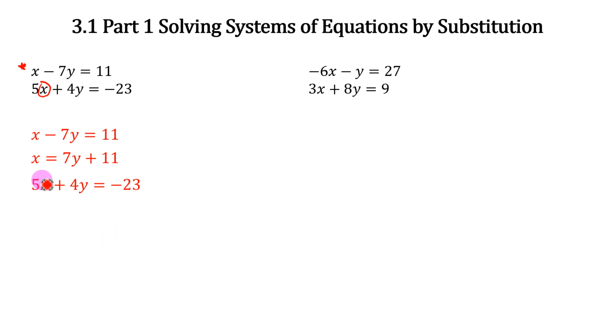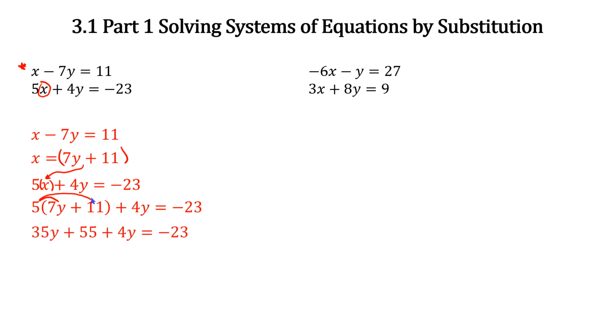And again, think about it this way. Use your parentheses. This is going in place of x. Do the distribution. Combine like terms, 35y and 4y is 39y. And subtract 55 from both sides. Get 39y is -78. And when I divide, I get y is -2.